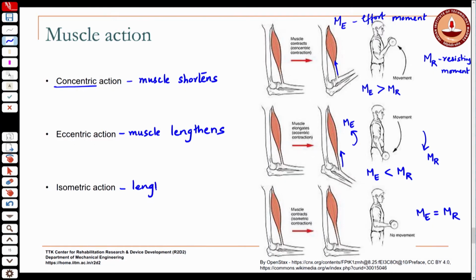So, in the isometric action, the length remains the same.